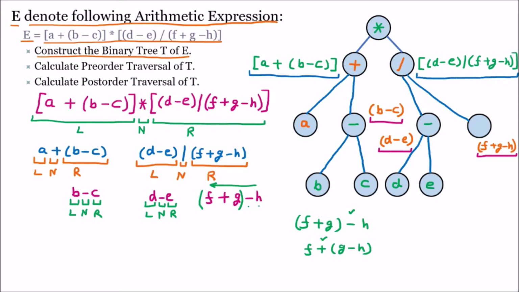So here we have three parts now. We have the first part, then the second part and the third part. So three parts are available. This one is the left, then the node is the parent, and then we have the right.